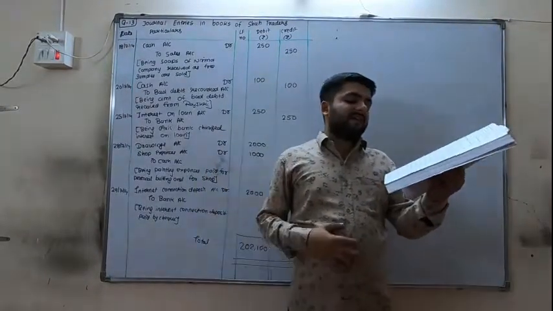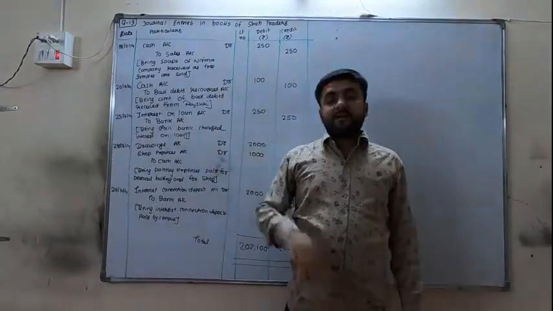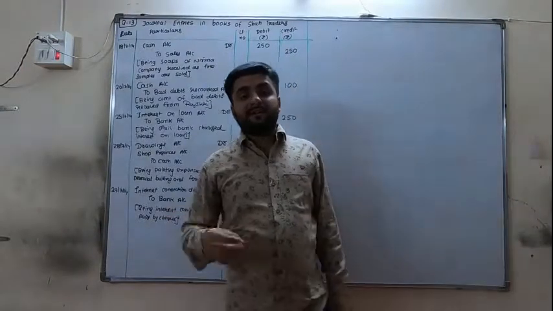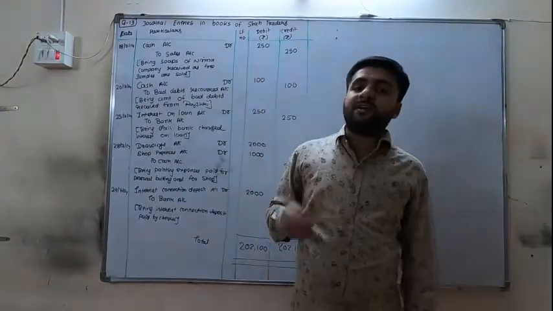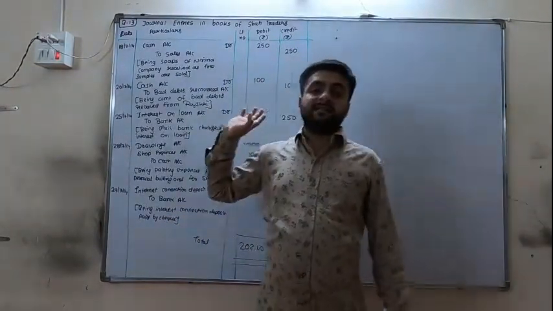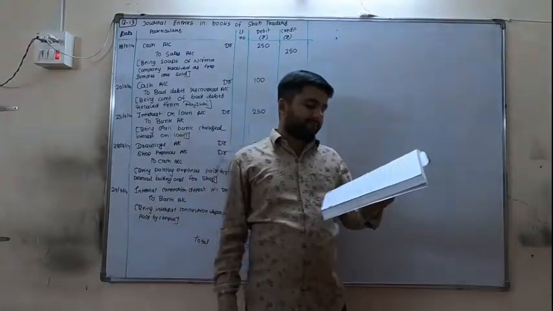Axis Bank has charged loan interest of 250. Now Axis Bank is charging loan interest, that is our expense, so interest on loan account debit, and Axis Bank is charging, so bank account credit.